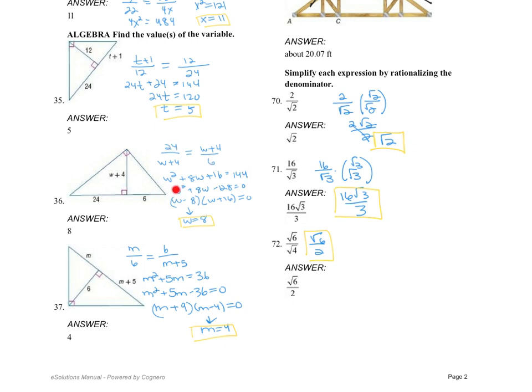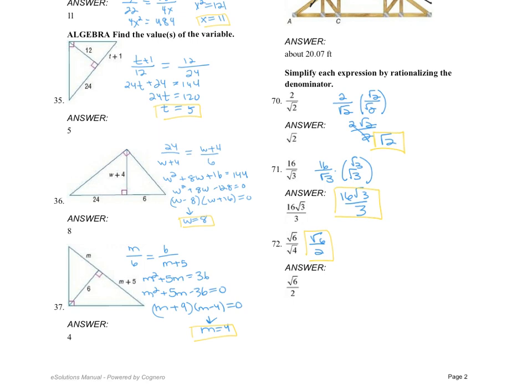Since this turns into a quadratic, I now need to set this equal to 0. So that means I had to subtract 144. And then I had to factor this, so I had to look for what two numbers multiply to a negative 128 that are going to add to 8, and that is going to be a negative 8 and a 16. If I was solving the quadratic, I would have w equals negative 16 and w equals 8, but for this particular problem, we only want the positive answer.